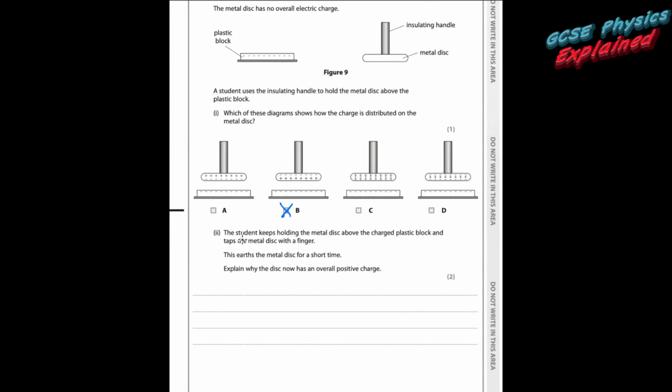Part 2. The student keeps holding the metal disc above the charged plastic block and taps the metal disc with a finger. This earths the metal disc for a short time. Explain why the disc now has an overall positive charge. So basically, the electrons flow to the earth. So the electrons flow through the person, and the person provides a path to earth, and the electrons flow down into the earth.